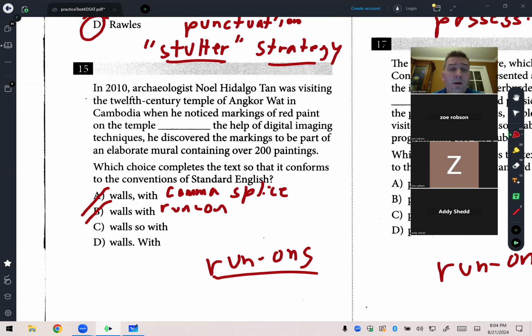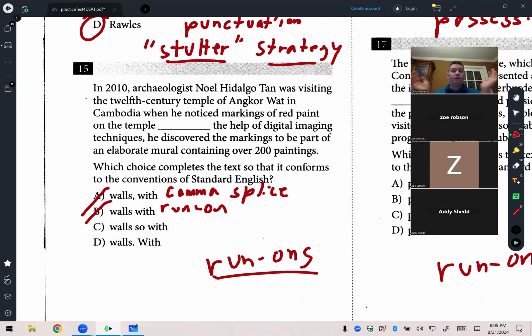In 2010, archaeologist Noel Hidalgo Tan was visiting the 12th century temple of Angkor Wat in Cambodia when he noticed markings of red paint on the temple walls. With the help of digital imaging techniques, he discovered the markings to be part of an elaborate mural containing over 200 paintings.